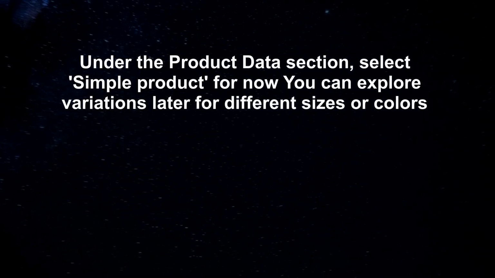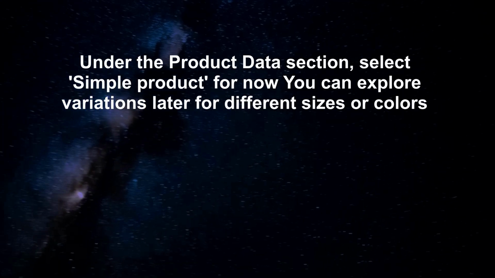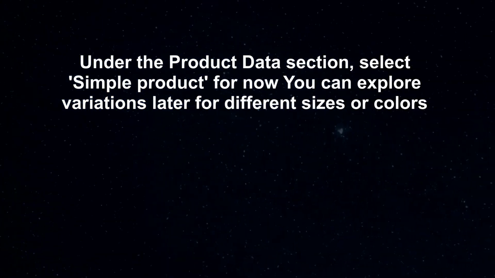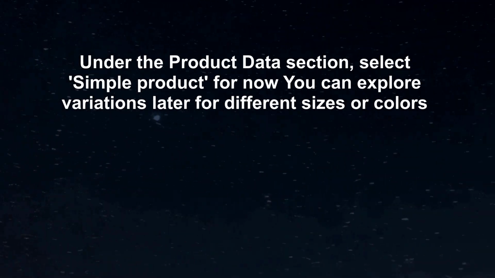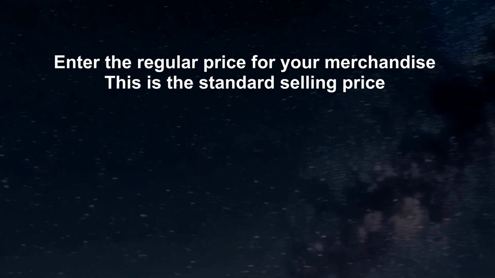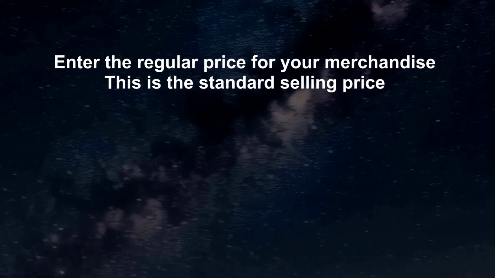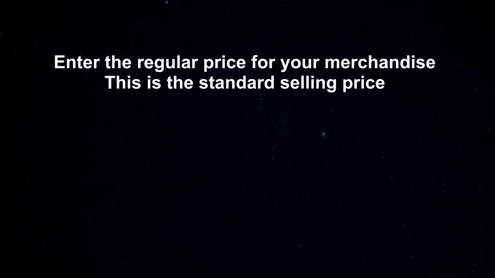Under the Product Data section, select Simple Product. For now, you can explore variations later for different sizes or colors. Enter the regular price for your merchandise. This is the standard selling price.